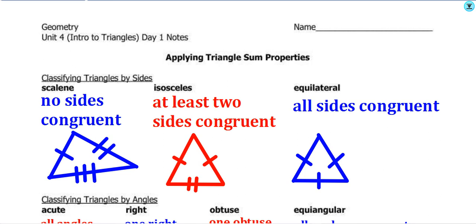Now, something that you might notice: wait, if all three sides are congruent, doesn't that mean that at least two sides are congruent? Yes. Yes, it does.